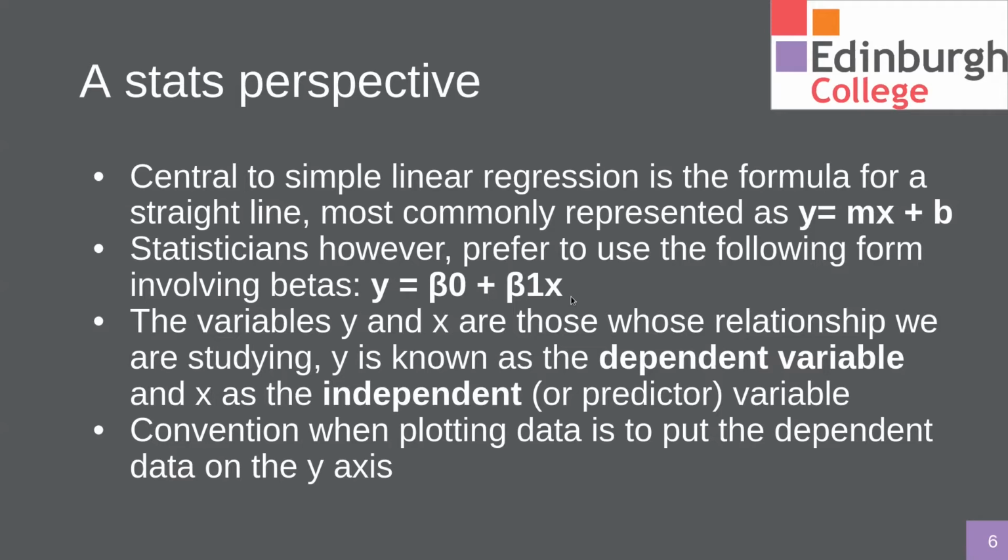So y equals mx plus b can actually be written y equals beta 0 plus beta 1x. And it's quite straightforward swapping them over. y is still y, right? So that's fine. But what we do is we swap these round. So if you imagine that we're now writing it as y equals b plus mx.